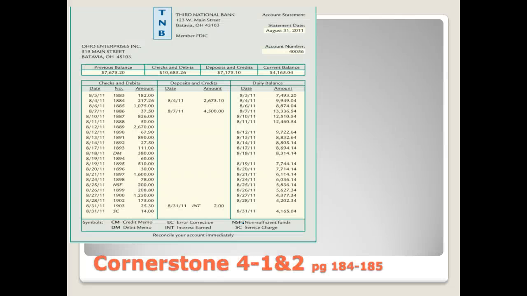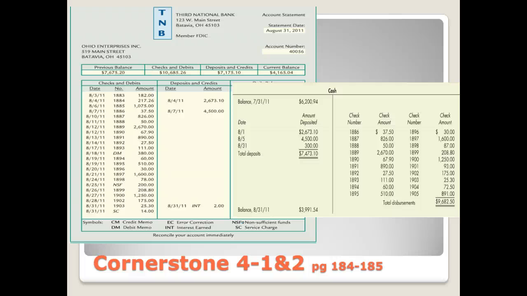Now, this is Ohio Enterprises bank statement. This is a printout of their cash account, all of the entries that would have been made during the month of August. Now, the first thing you want to do is compare deposits. According to the company's records, there were 3 deposits. A deposit of $26.73 and 10 cents. Was that on the bank statement? Yes, it was. And I would just put a little check right there.